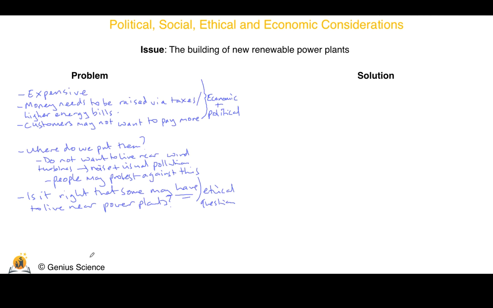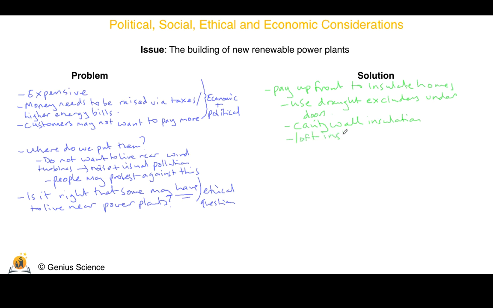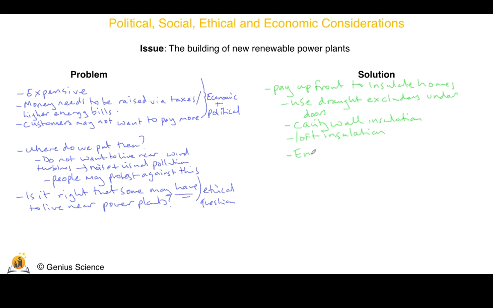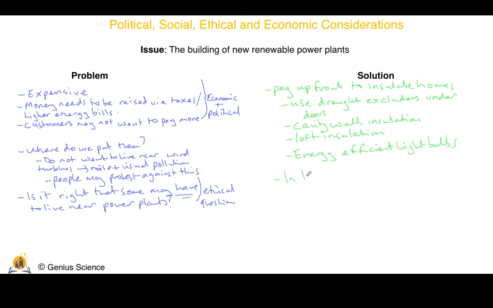Now let's try and come up with some solutions to these problems. Let's do the economic ones first. People could pay up front to insulate homes. They could also use draft excluders under doors, have cavity wall insulation and loft insulation, and install energy efficient light bulbs, with the hope that in time we see a reduction in energy bills. However, some may not be able to afford to do this.